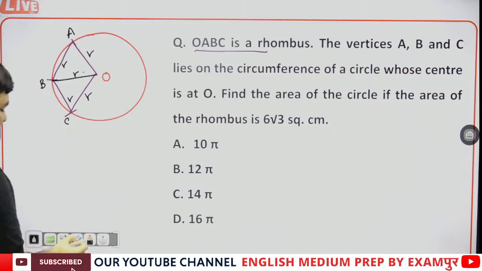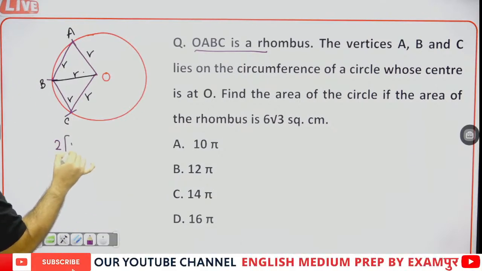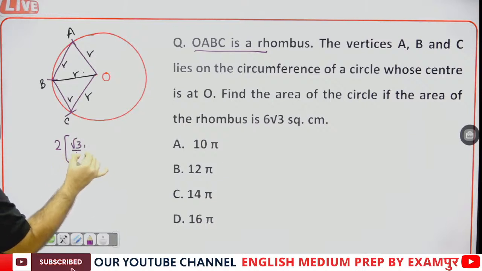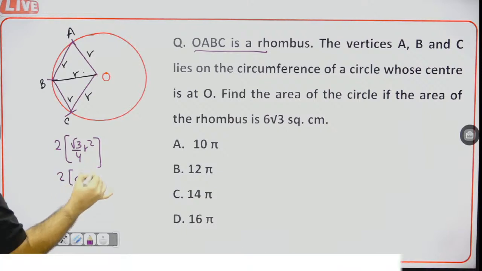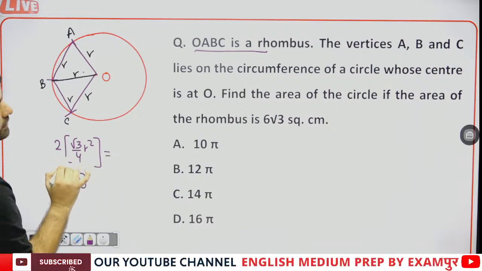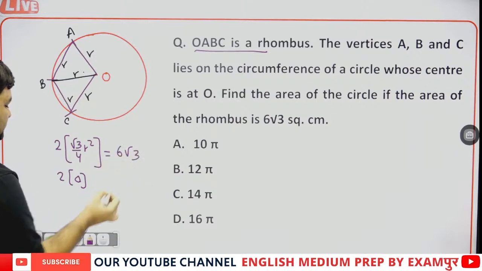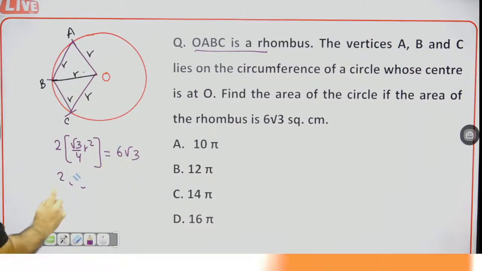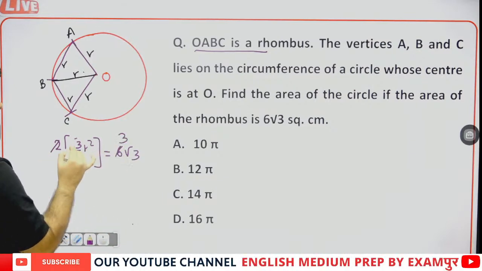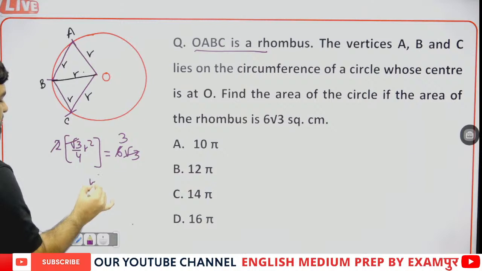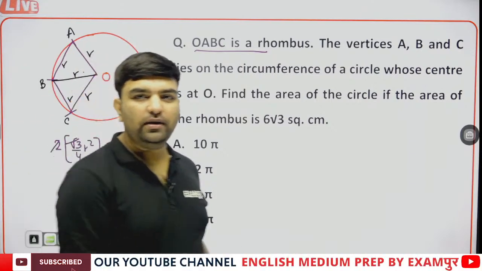So the area of the complete rhombus is 2 times root 3 by 4 r square, two equilateral triangles, which is given as 6 root 3. So root 3 r square is 12. R square is 12.